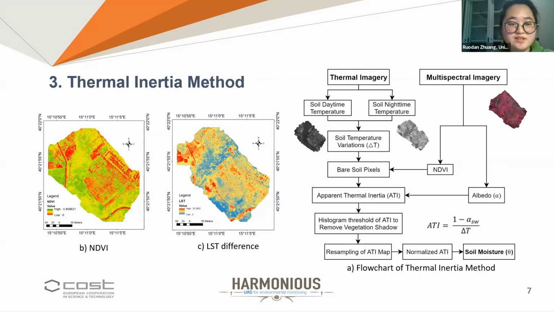First, the thermal inertia method. The soil temperature variations of one day can be generated from the UAS thermal map, and from the multispectral image, NDVI can be obtained to extract bare soil pixels, and albedo can be used to calculate the apparent thermal inertia. After several post-processing procedures of ATI, a regression model can be constructed with the help of point-scale in-situ measured soil moisture, which can be further used to generate the soil moisture map.